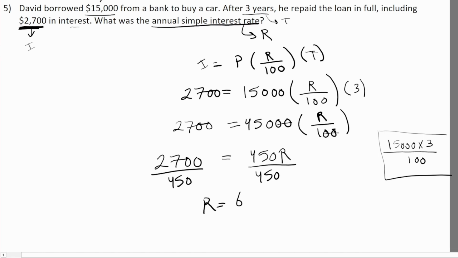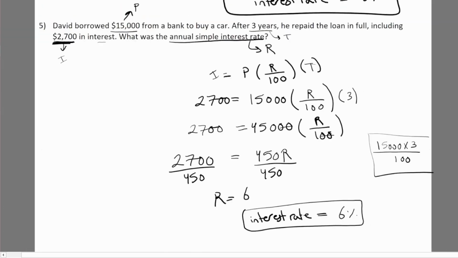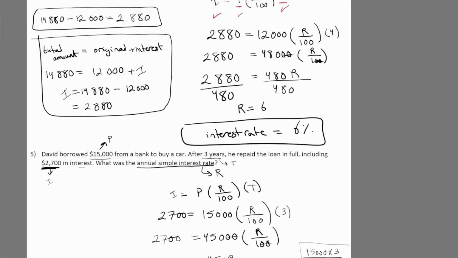So the interest rate, like we said, we always give it as a percentage. So 6%. So this is it for simple interest. I hope it was clear, and thank you for watching.